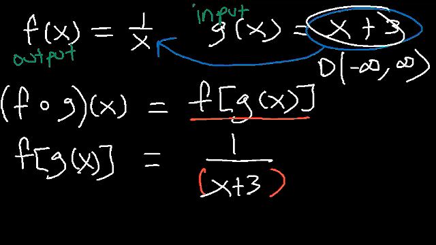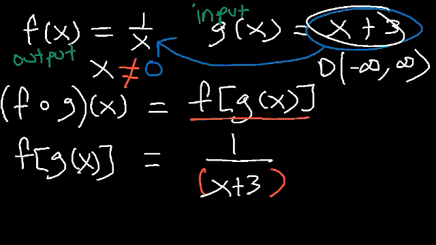Now what about the output function? What restrictions are there for the domain of f of x? Whenever you have a fraction, you can never have a 0 in the denominator of a fraction, otherwise it will be undefined at that point. So x cannot equal 0 for f of x.